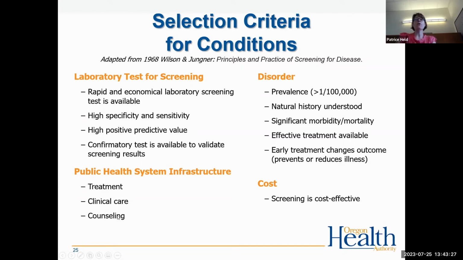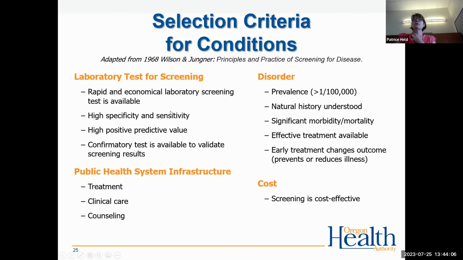We also want to know whether or not the public health system infrastructure can support screening for the disease. Is there treatment available? Is there clinical care available? And is there counseling available? When we're looking at the disorder, we want to understand the prevalence of the disease, the natural history of the disease, and whether or not there's significant morbidity and mortality associated with the disease. Is there effective treatment, and will the treatment change the outcome or prevent the illness? And then lastly, the cost effectiveness of screening.